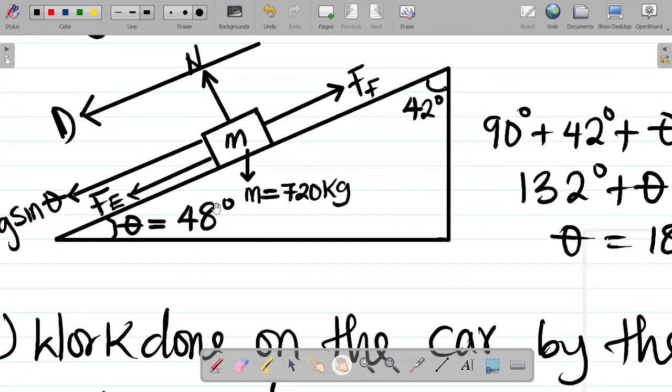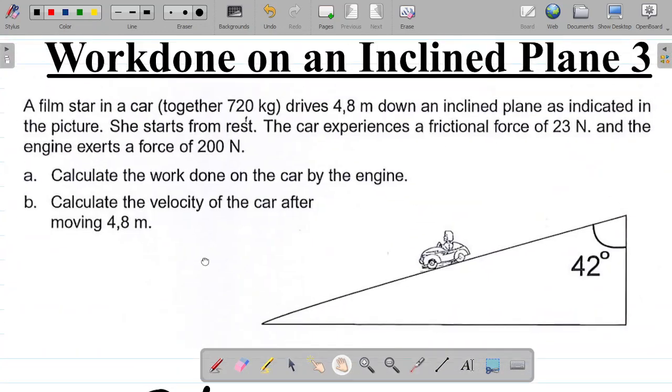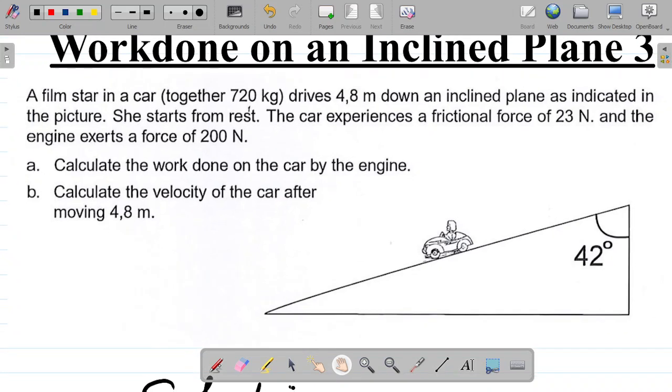Now let me give you a task. This is now your own task. You're having the same question here. What if the engine exerted a force of 800 Newton, and this moves 6.8 meters down the inclined plane, and let's take this as not 23, but 45 Newton. We have this all together as 950 kilogram. Of course 6.8 here. So you have this question here.